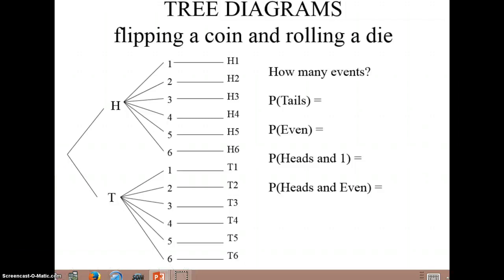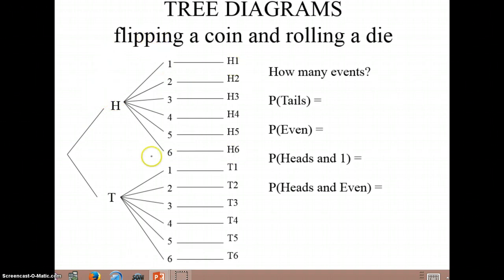Okay, tree diagrams is another way just to organize data. So here we have flipping a coin and rolling a die. So flipping a coin, we could have heads or tails, and then with that heads, we could have a die that's 1, 2, 3, 4, 5, 6. With the tails, we could have 1, 2, 3, 4, 5, 6. So different outcomes here would be heads and a 1, heads and a 2.